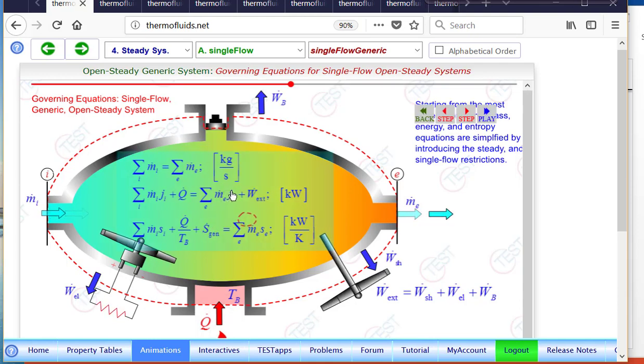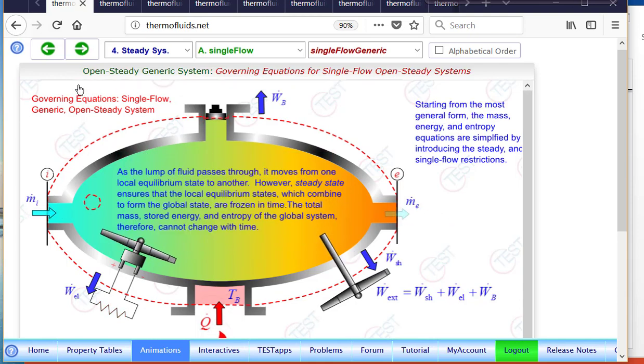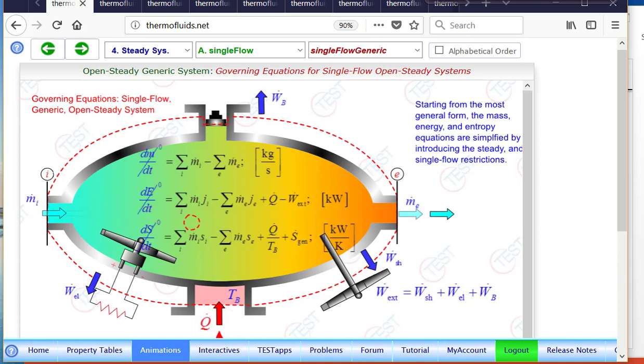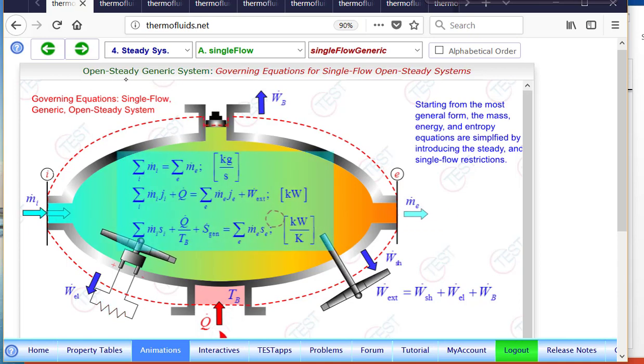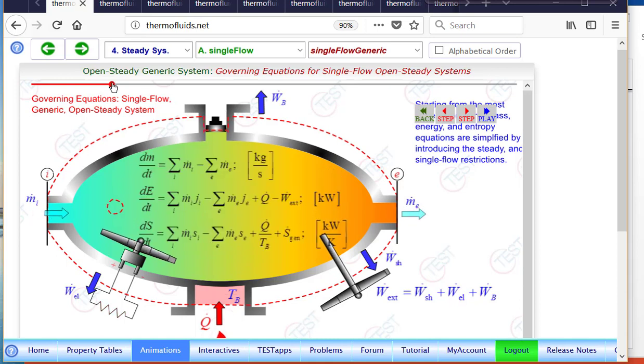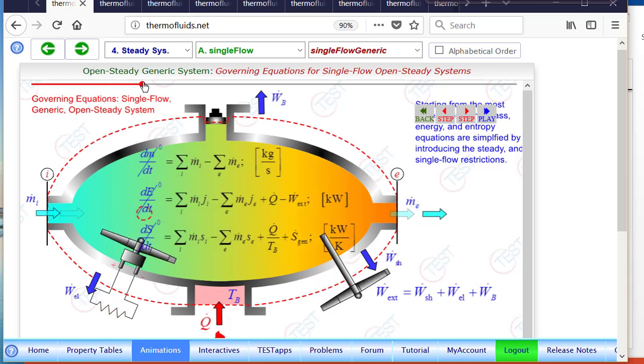If I pause it, you can see that the most general equations are shown here. These are the most general equations: mass, energy, and entropy. But as you can see, steady state means there is no rate of change of mass, energy, or entropy. Nothing changes with time at a given point. Therefore, over the entire device, nothing changes with time, and the unsteady terms go to zero. And that's the biggest simplification for steady state.